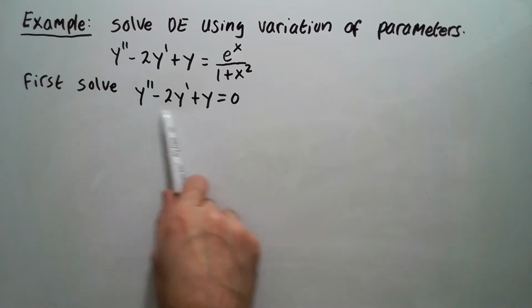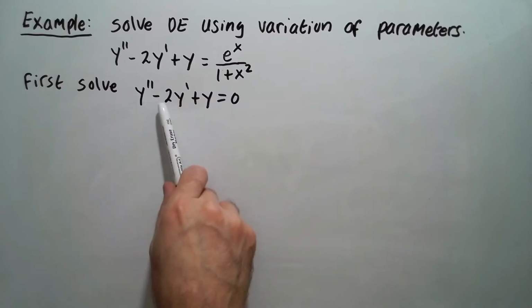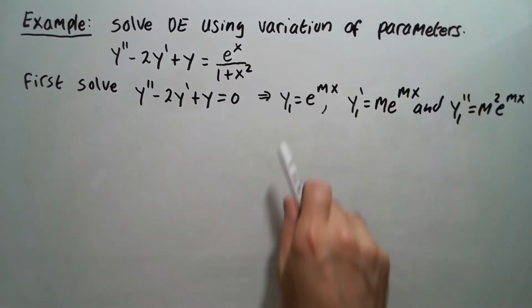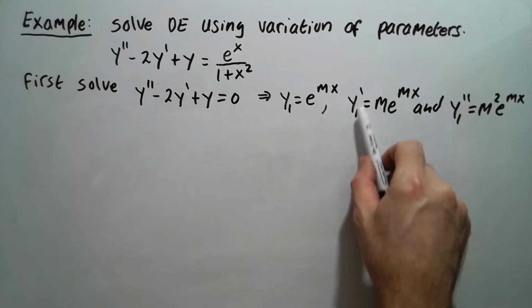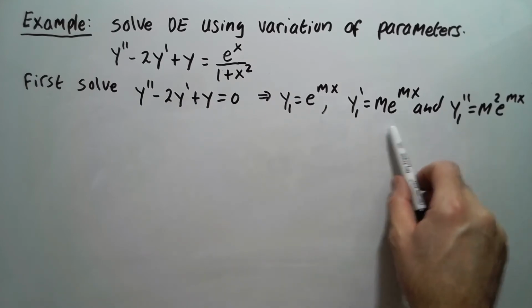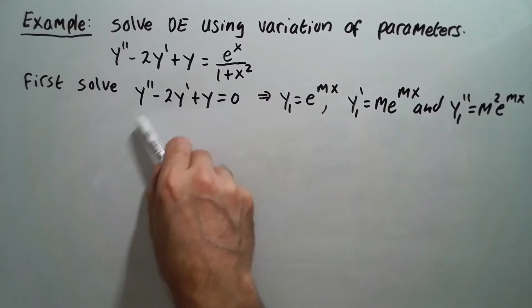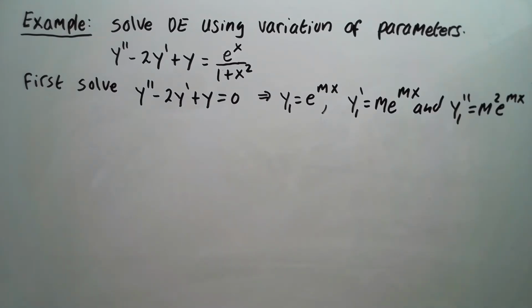Okay, so we're going to solve this guy first. Since it has constant coefficients in front of the y double prime, y prime, and y, we know one of the solutions looks like y1 say equals e to the mx. Okay, so when the solution looks like e to the mx, the derivative y1 prime would be m e to the mx, and y1 double prime would be m squared e to the mx. Let's plug into the differential equation and find conditions on m that make it 0.